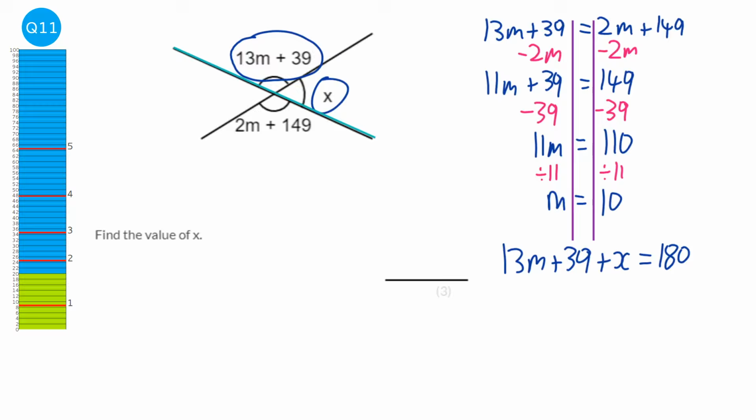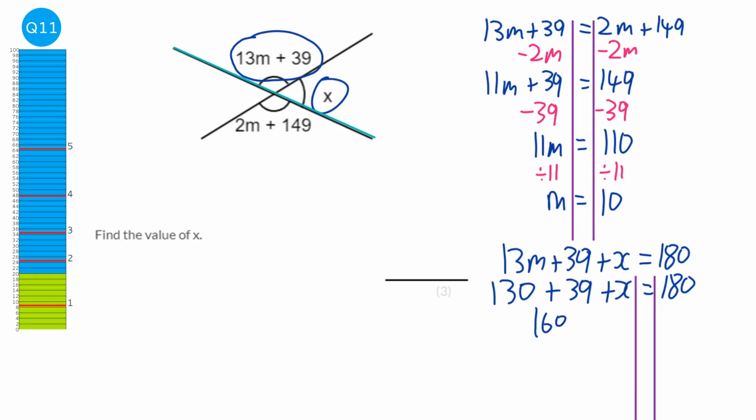So we can solve this, or well, first of all we know what m is, so it'd be 13 times m, which is 130, and then we can solve this. So let's get my solving lines in. And so that's going to be 169 plus x equals 180. And we're going to just take that away from both sides, the 169.